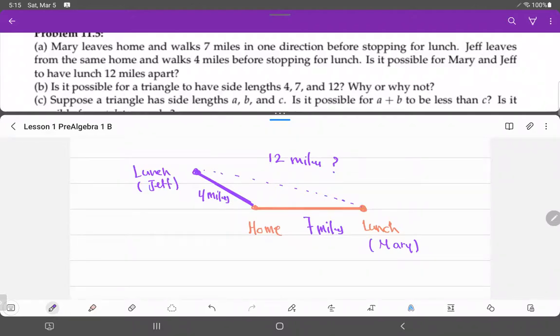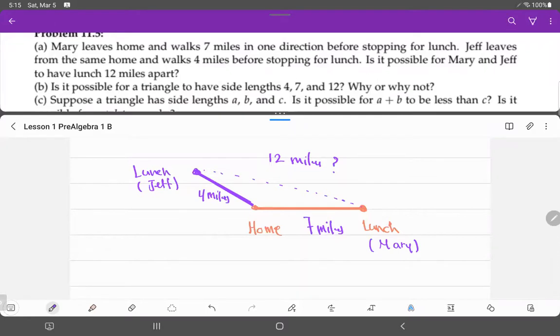That's not possible because if the point where Mary and Jeff live, and Mary walks one direction, unless Jeff went exactly the opposite direction. Exactly, okay. The opposite direction he could. What's going to happen if he went the opposite direction? They're going to be 11 miles apart. It's smaller than 12, so it's not possible for them to be 12 miles apart.